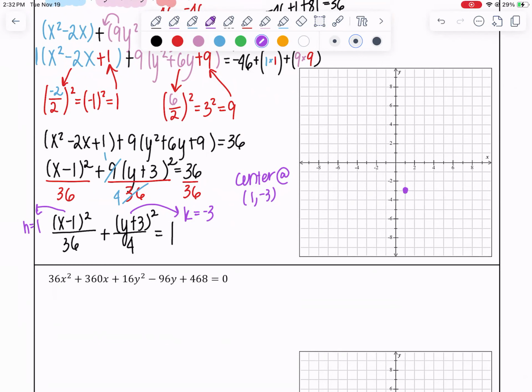The bigger number is under x. So a squared is 36, which means a will be 6. And that will be going left and right from the center because it's underneath the x, left and right from the center. So 6 units to the left, 1, 2, 3, 4, 5, 6. Vertex. 6 units the other way, 1, 2, 3, 4, 5, 6.